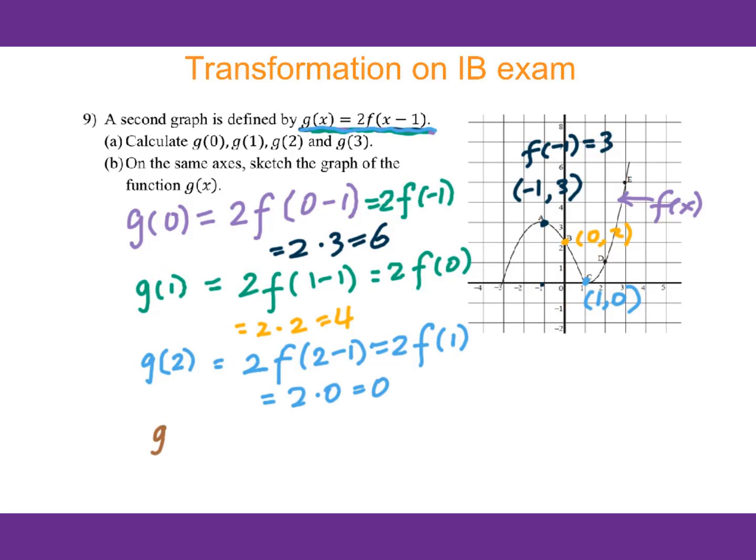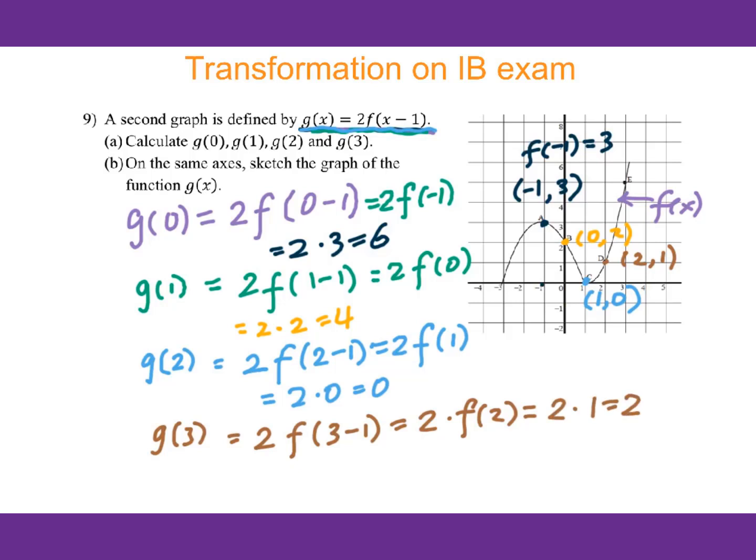Now let's go to g of 3. We get 2f of 3 minus 1, and we get 2 times f of 2. From the graph, we can find f of 2 equals 1. Therefore, we get 2 times 1 equals 2.